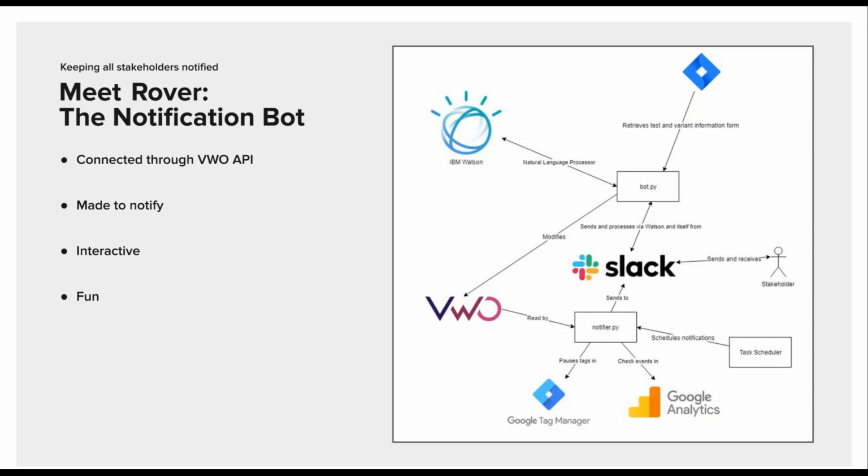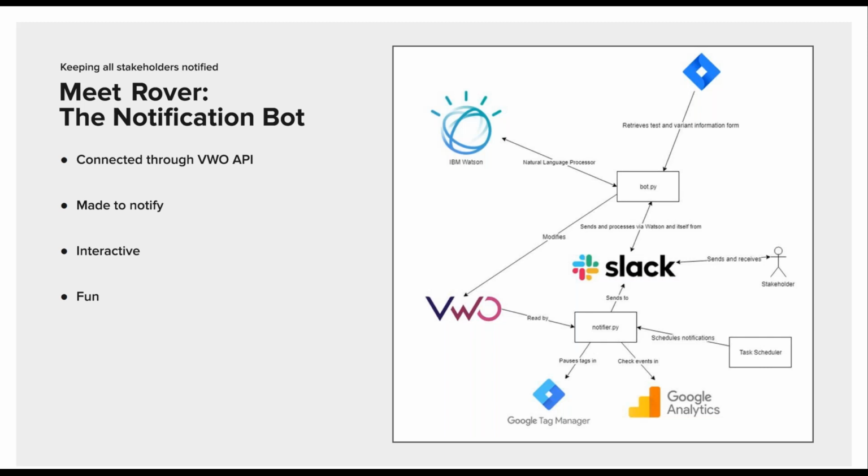So VWO has an excellent REST API available, through which a lot of information about campaigns and other things that are relevant to your account are accessible. And Slack also has a very extensive API available through which you can do messaging and then some as well. And that's really where we started.